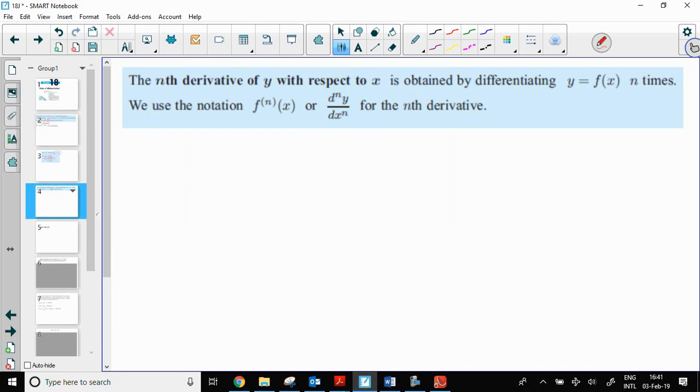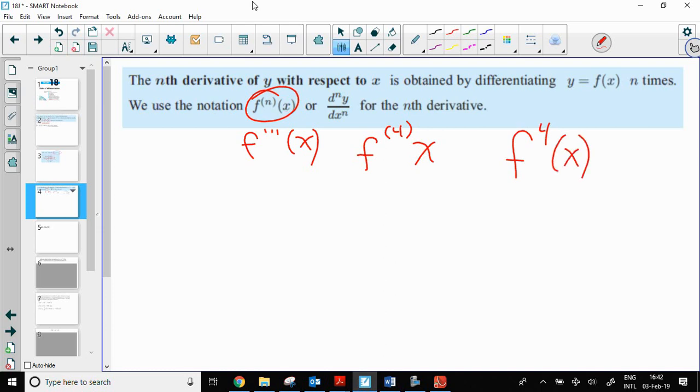As we keep going higher, though, sometimes writing multiple primes or dashes could be a little annoying. So I think our book tends to quit after 2. I usually quit after 3. I'm content to write f triple prime of x. But beyond that, I use this notation here, which uses parentheses to note that that's not an exponent, right? This is the fourth derivative of f of x. This is f of x raised to the fourth power. They are very different. Please do not confuse the two.